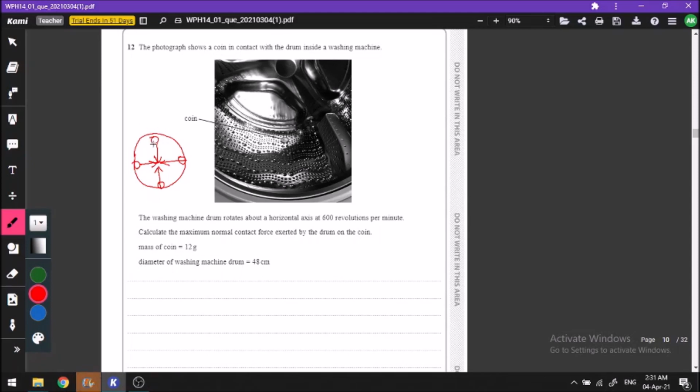So just for example, if the coin has a weight of 1 Newton and the total centripetal force is 10 Newton, has to be 10 Newton, the total centripetal force. So the weight of the coin is already providing 1 Newton. The rest of the 9 Newtons has to be provided by the normal reaction force. Okay, and that is for this position.